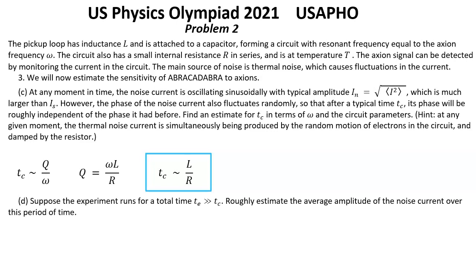Question D. Suppose the experiment runs for a total time Te much greater than Tc. Roughly estimate the average amplitude of the noise current over this period of time. Solution: uncertainty goes down by the square root of n when averaging n independent trials. Here we have n equal to Te over Tc, so the average amplitude is In multiplied by the square root of Tc over Te. That was the solution for question D.